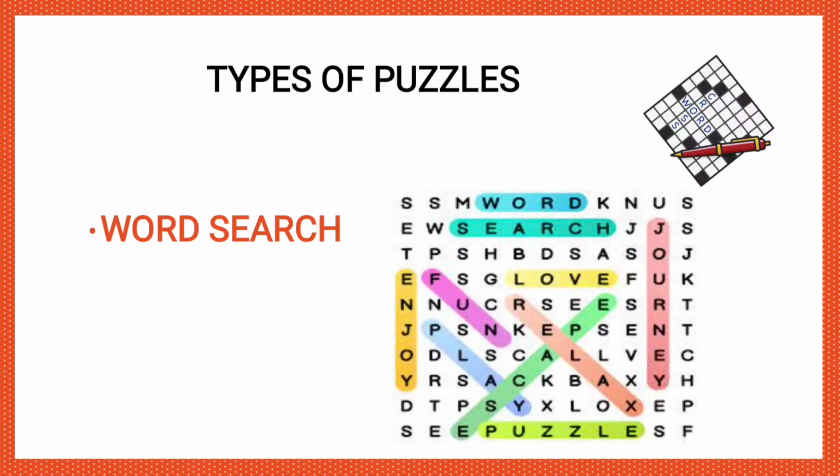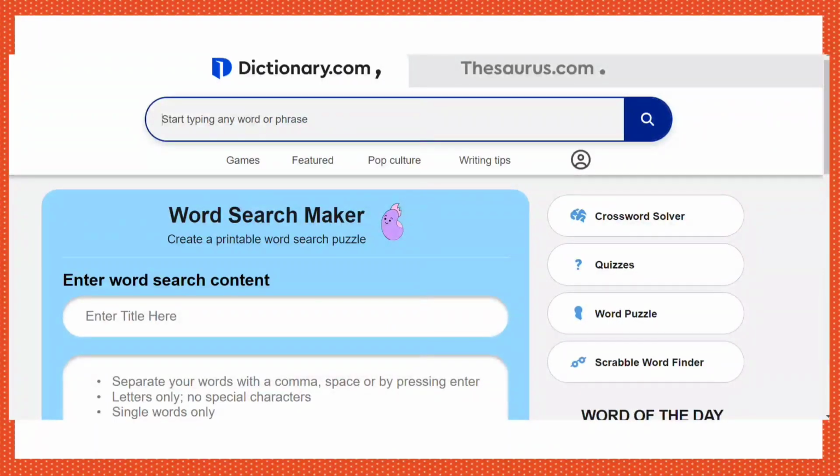The next type of puzzle is a word search. You can ask the students to bring highlighters for solving this. To make a word search, go to dictionary.com and go to word search maker. The page looks like this. I have put all the relevant links of all the tools of puzzle making in the description box below.